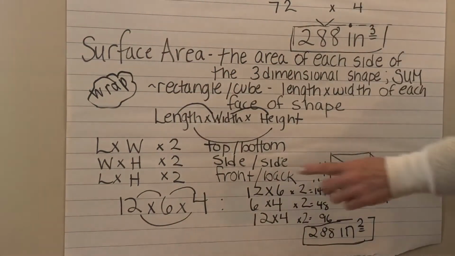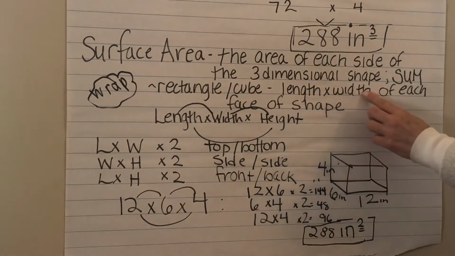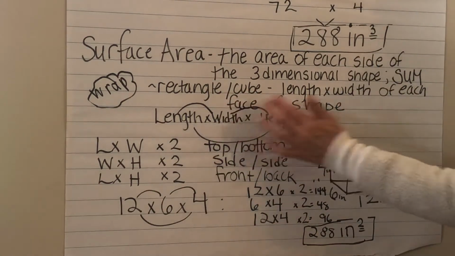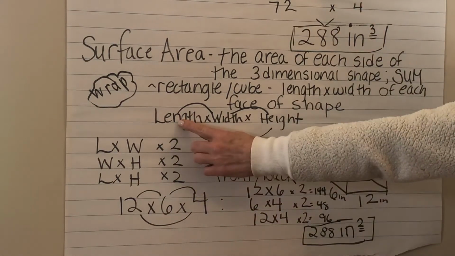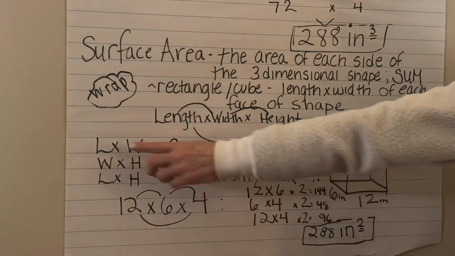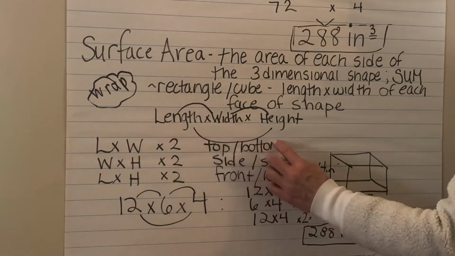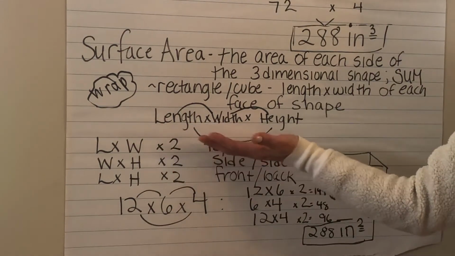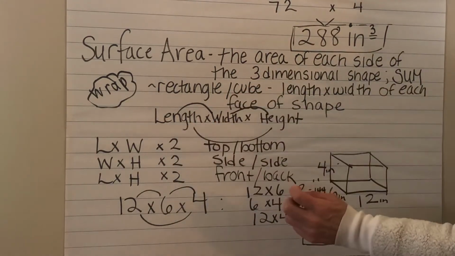So when you take a look at the rectangular prism, we're looking at the length times the width of each face of the shape. Now remember, a face of a shape is the flat side of the shape. So we're taking length times width times height. We're getting all of those. We're doing the length times the width. Well, the length times the width is going to be your top and the bottom. Now, because you have the same area on the top as you do the bottom, you've got to take length times width and multiply it by 2.